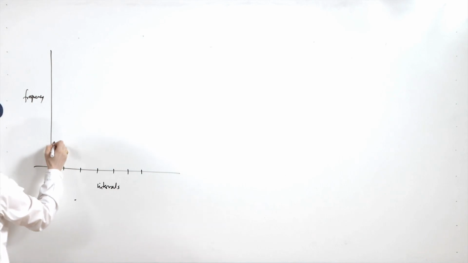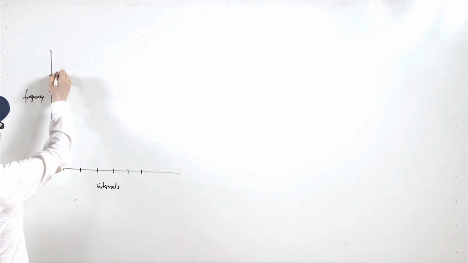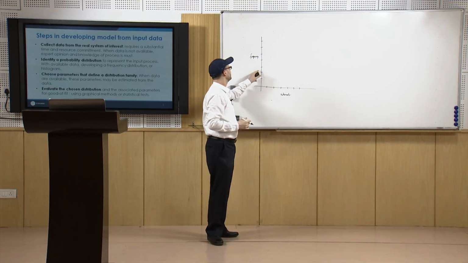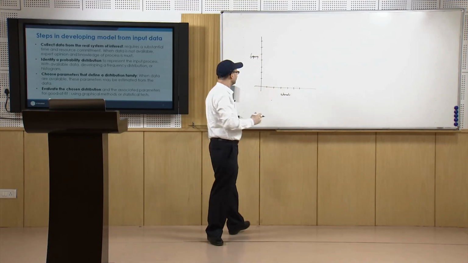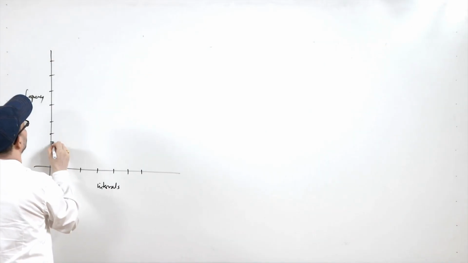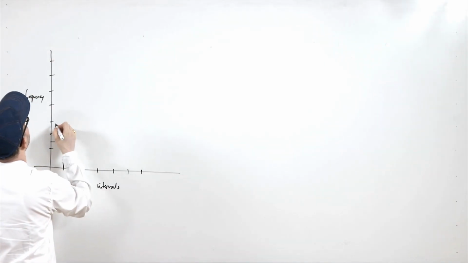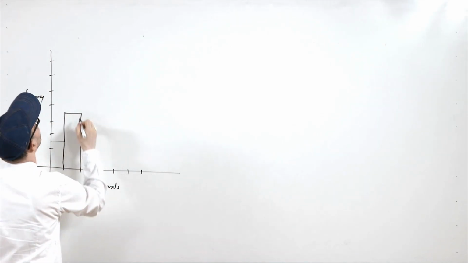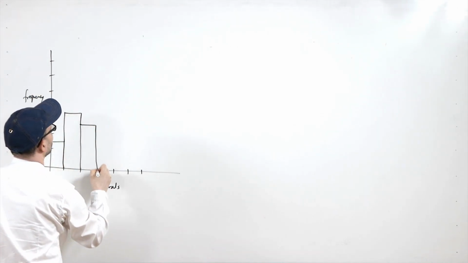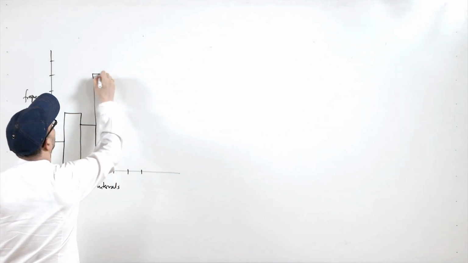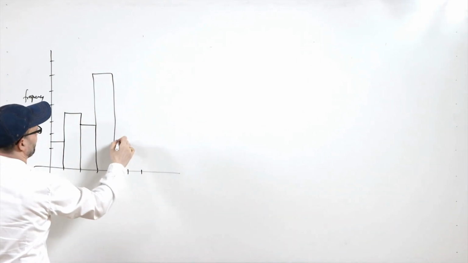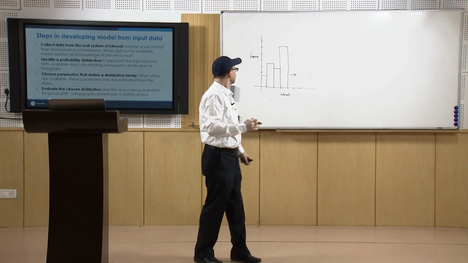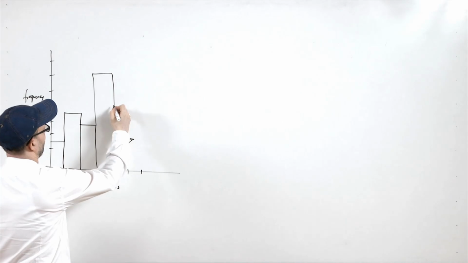So, in this case you will have some frequency, that is, how many occurrences of the particular data you have. It may be 5, 10, 15, 20 or so, and then for every interval you get some kind of frequency distribution. So, this way you are getting a histogram. So, the histogram is generated.